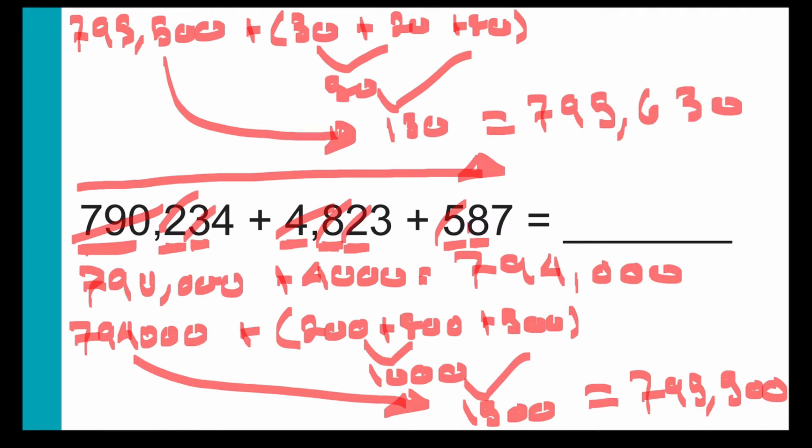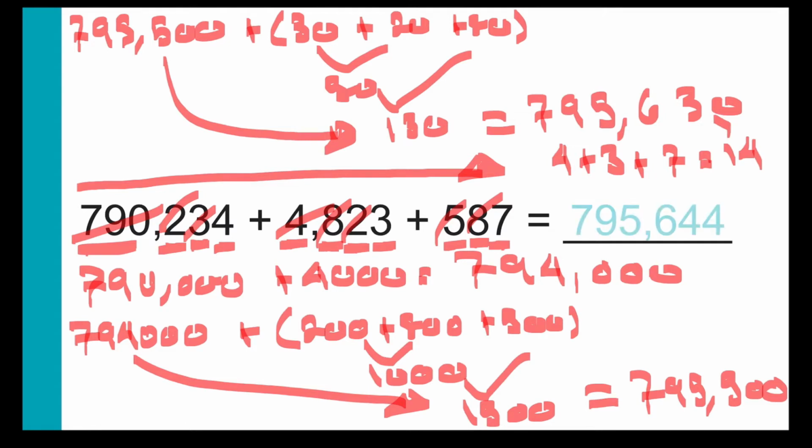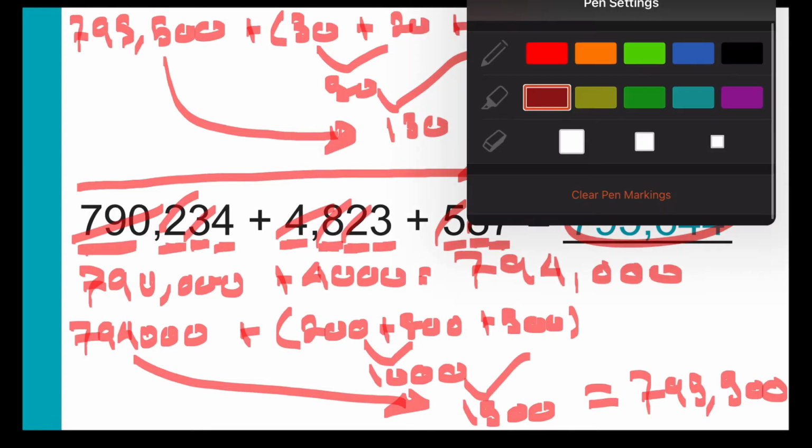Tens are done. Then you'd have the ones. So you get 4 plus 3 plus 7, and you'd get 14. You add those two together, and you get 795,644.